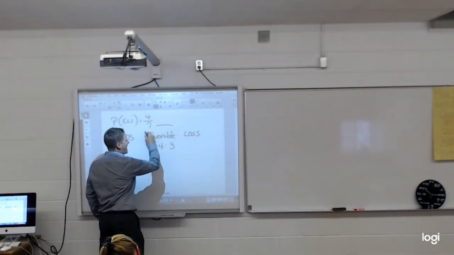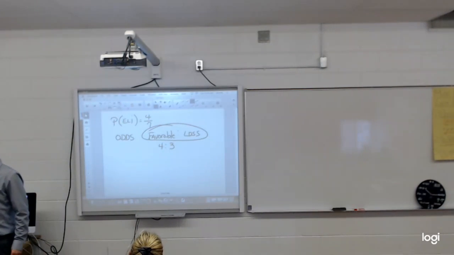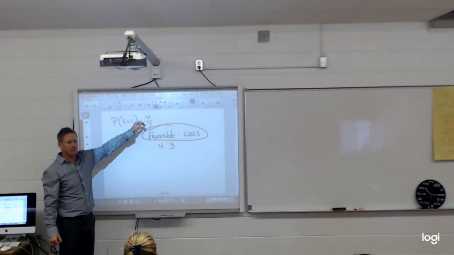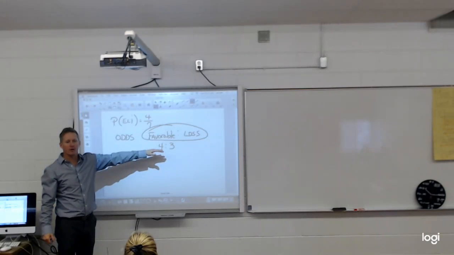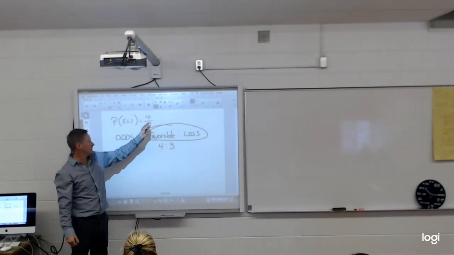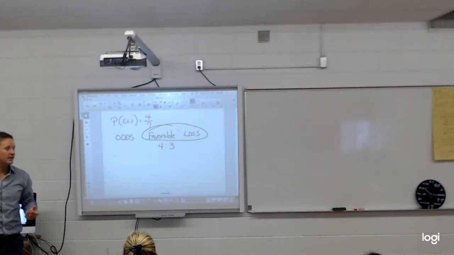When you add these together, it will give you the total of that happening. So the probability is 4 out of 7. The odds of it happening are 4-3. And 7, when you add them together, is your actual total number of outcomes. Okay, and that's what odds is.